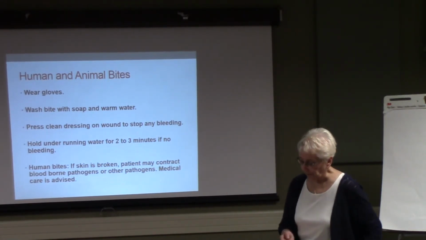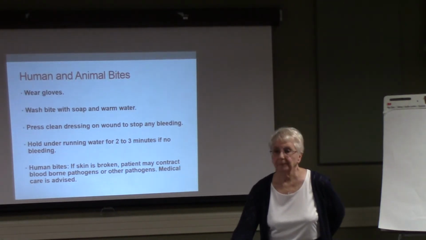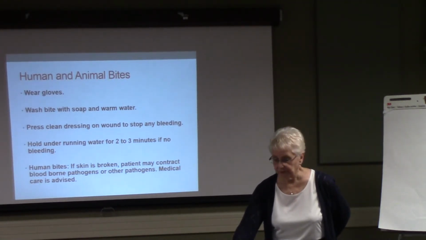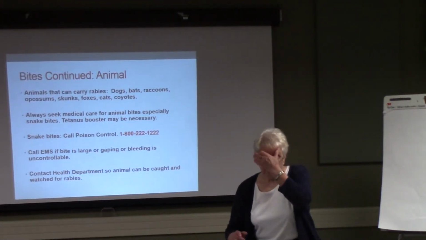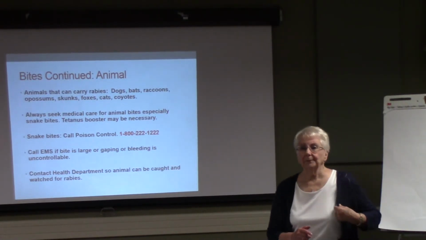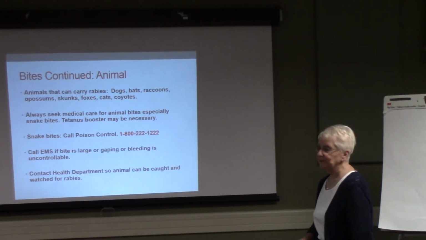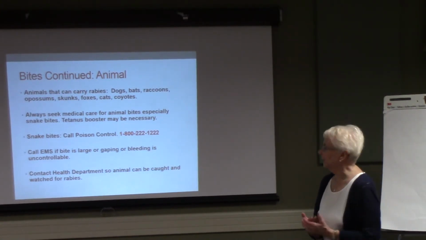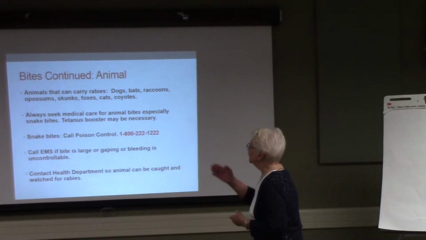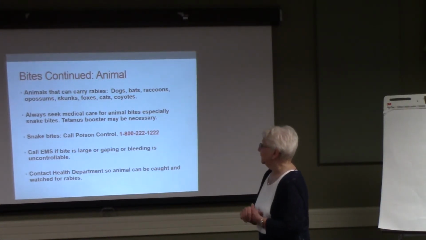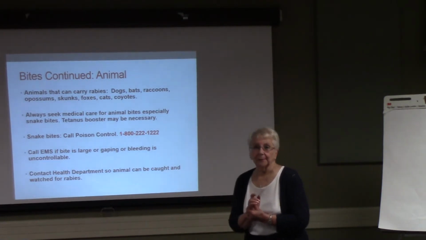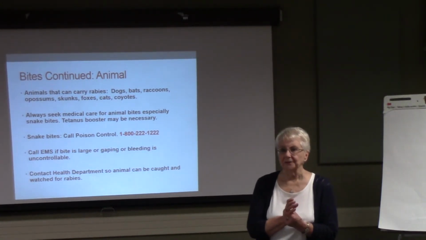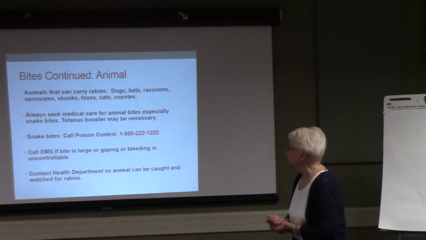If the skin is broken, you've got to be worried about exposure to bloodborne pathogens. We usually don't worry about rabies with people, but if you get bitten by an animal, which probably isn't going to happen here in the healthcare facility, these are the things that can carry rabies. Seek medical care for any kind of animal bite, especially snake bites. I don't know about you, but I don't know what's really poisonous and what isn't. So it's always good to seek help.